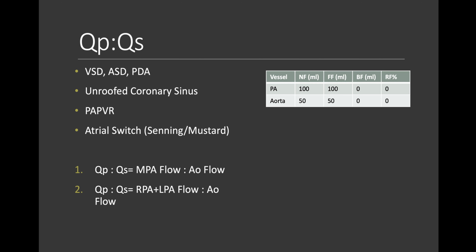Here's an example in those cases. As you may see on the table, we have the net flow and there is no backward flow. So the equation here is very simple. The QpQs would be calculated from the net flow as 100 divided by 50. This would give you how much the shunt is in this case. Those are the scenarios where we could easily use this simple equation to measure the QpQs.